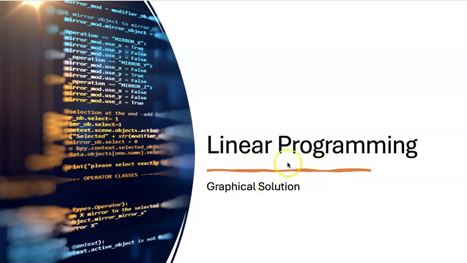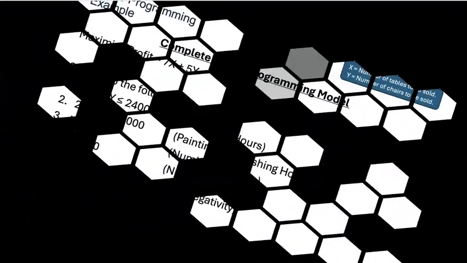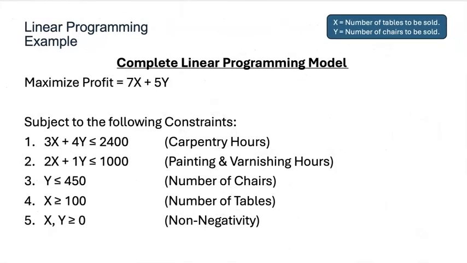This is the second part of our linear programming lecture series, and here we look at the graphical solution to the model. In the last video, we went through the formulation of this model, and this is what we came up with. Now we're going to look at solving the model. All right, so here goes.